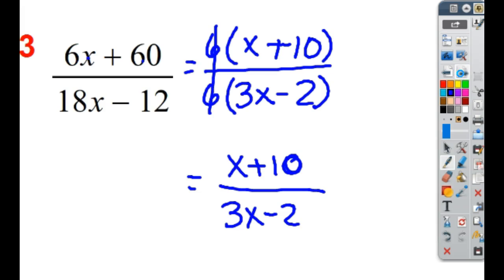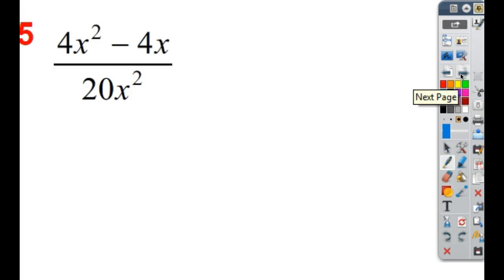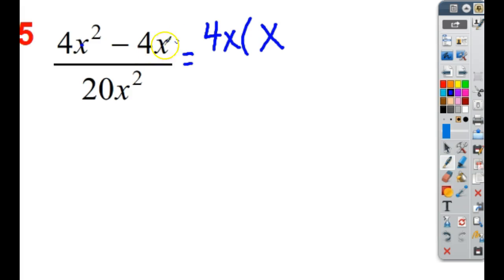Either way is okay. On your homework paper, problem number 5, I'm going to factor out a 4x. If I factor out a 4x, an x is left here. If I take a 4 divided by a 4, that is a 1. Does not cancel, or it cancels out to 1.